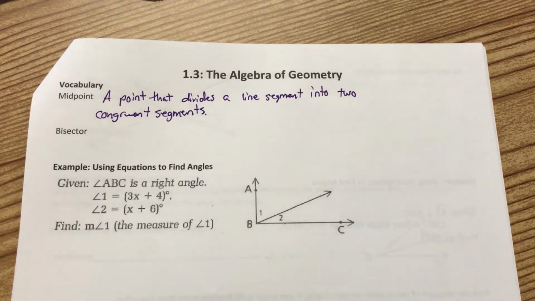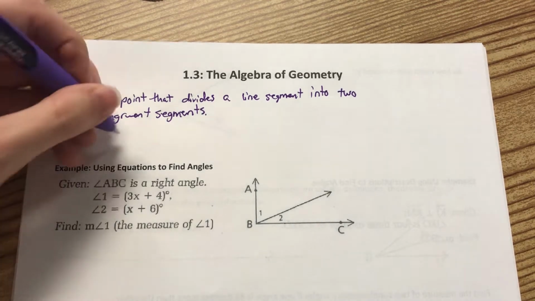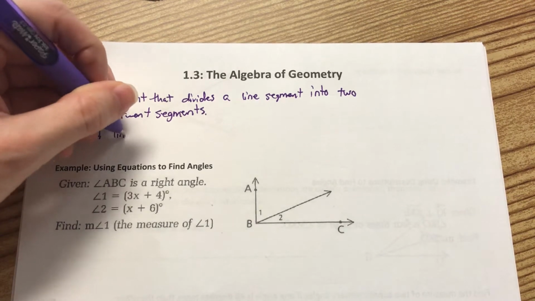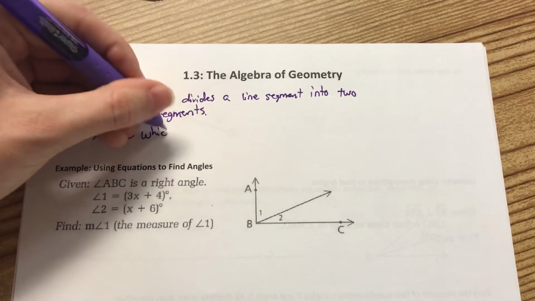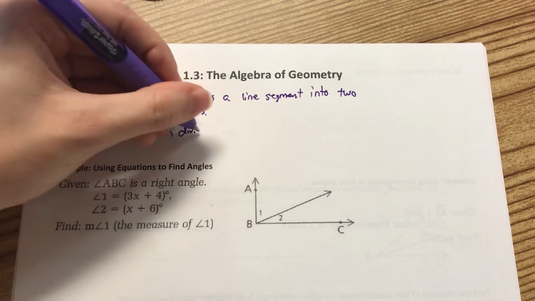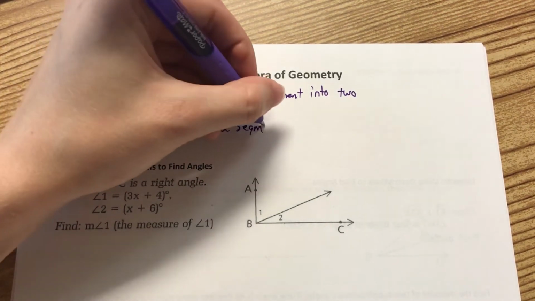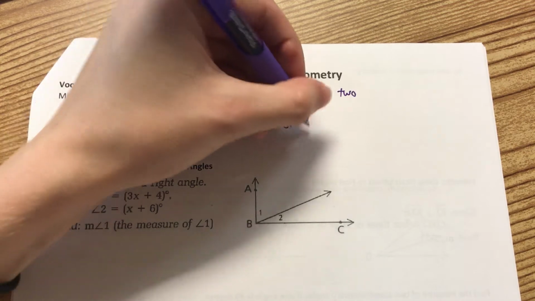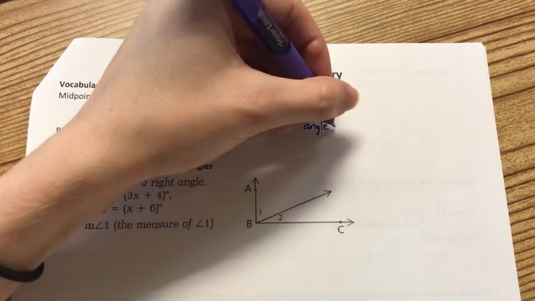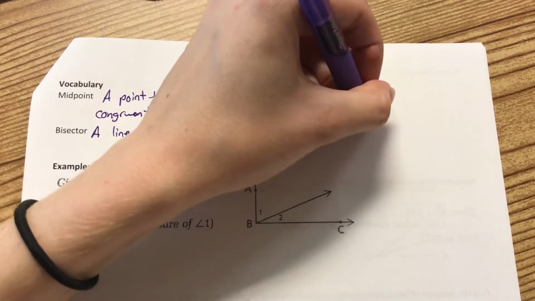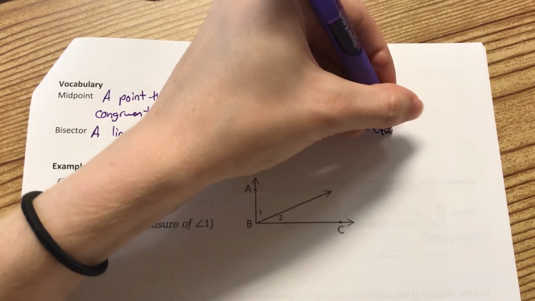A bisector is like a midpoint, but instead of being a point, it's a line. So a bisector is a line which divides a segment or angle into two equal pieces. So a line which divides a segment or angle into two equal pieces.